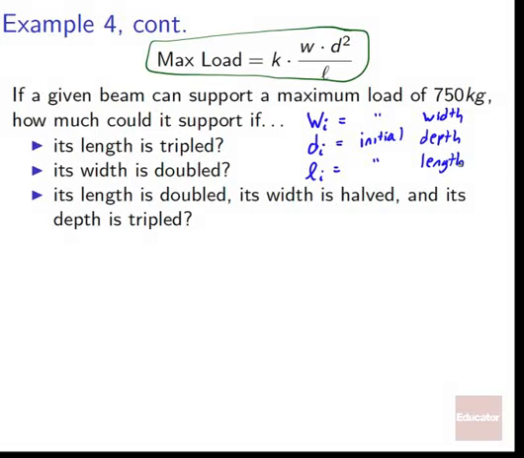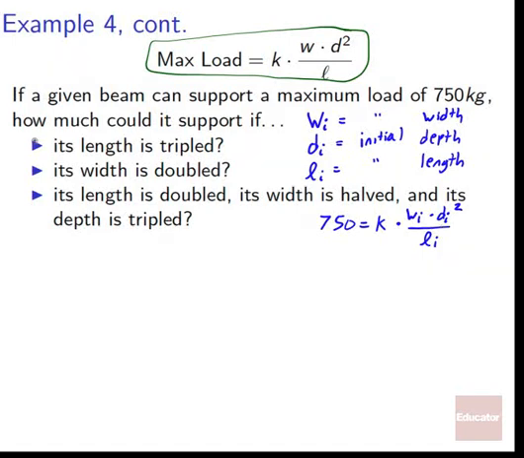Now, what do we know when we use the initial width, depth, and length, respectively? We know that the maximum load, 750, is equal to K times Wi times di squared over Li. We still can't figure out what K is. So what are we going to do? Once again, don't sweat it yet. Let's actually try some of these out.